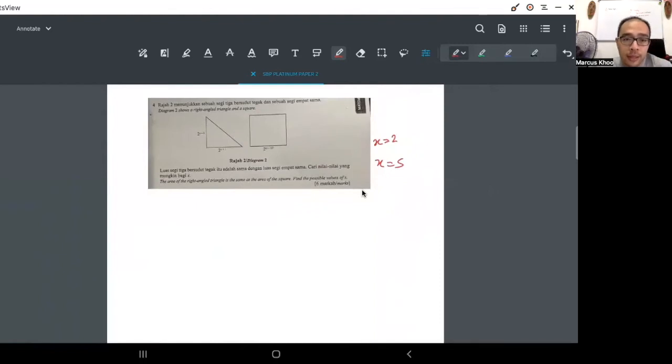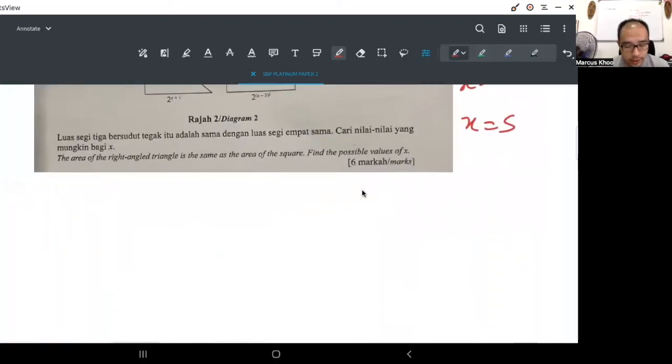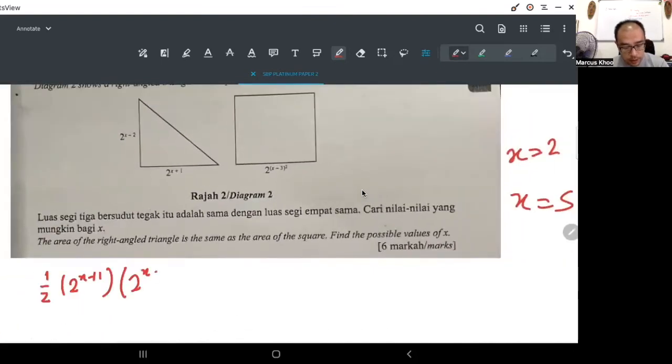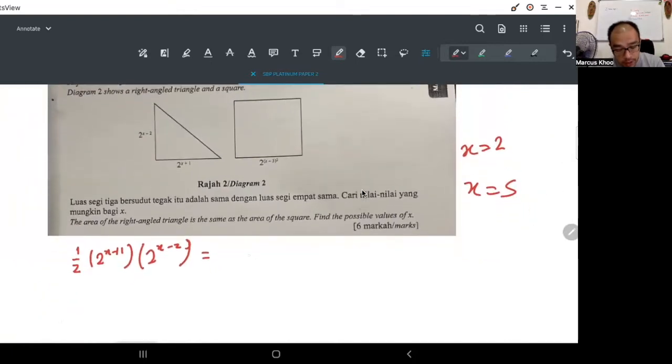Okay, area of the right angle triangle is the same as the area of the square. This is very, very straightforward lah. So area of the right angle triangle is 1/2 times (2x plus 1) times 2 to the power (x minus 2). Oh, sorry, equals the area of the square, so (2^(x-3)) squared. So, panjang darab lebar lah kan? I've got nothing better to do, but okay, fine, you can also do that lah.